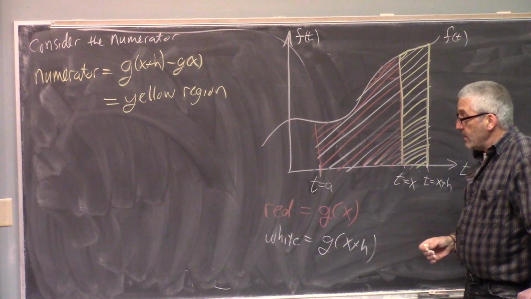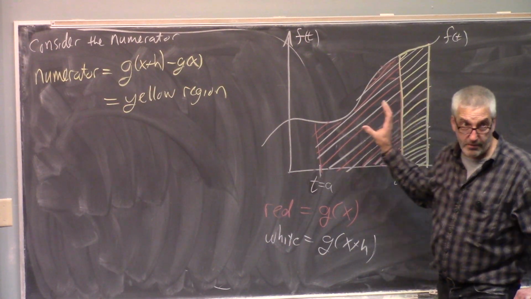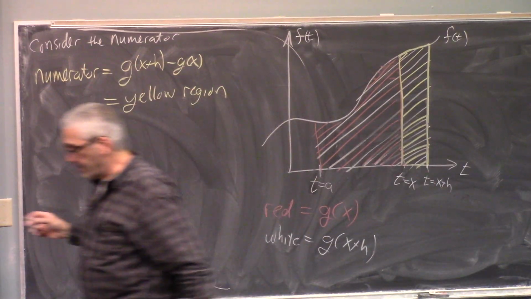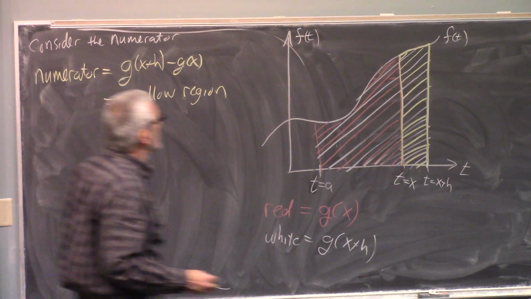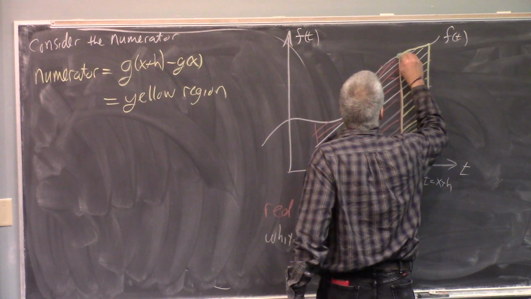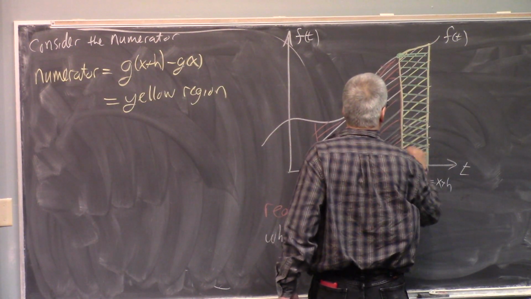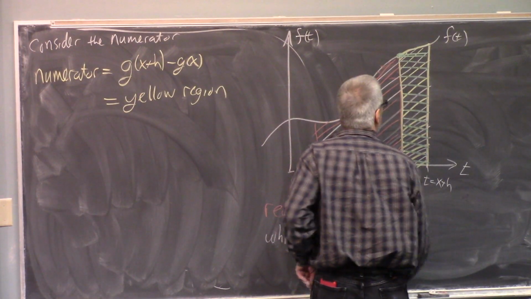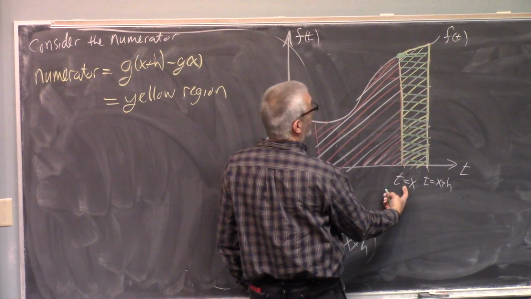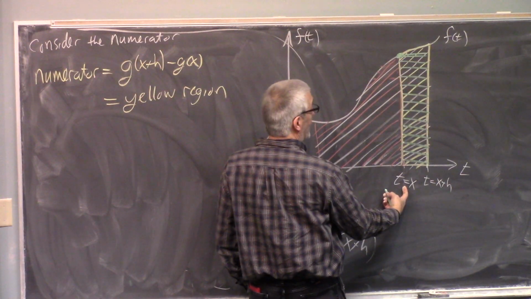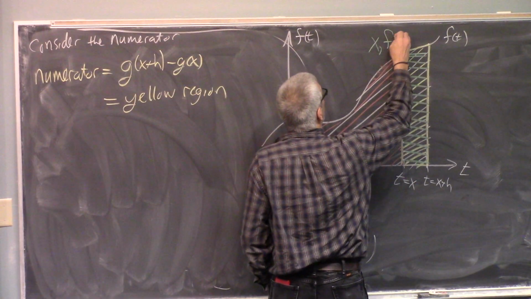But that's okay. We are familiar with the idea of approximating regions with rectangles. So let's approximate this yellow region with a green rectangle. So let's look at that green rectangle. First of all, it's a left rectangle. So it touches the graph of f at the rectangle's left edge. So this point has coordinates x and f of x.